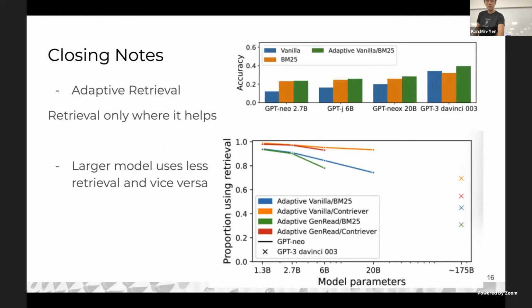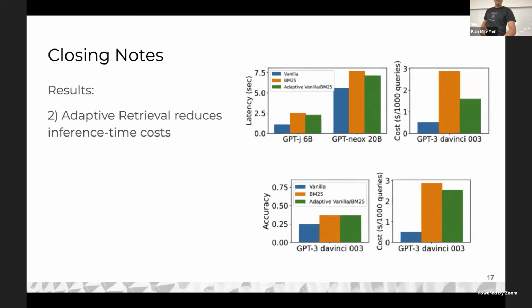So now, in summary, they propose something called adaptive retrieval. In essence, it is retrieval only where it helps. So smaller models can afford to retrieve more to compensate for their smaller parameters. And secondly, adaptive retrieval also reduces inference time costs. Because if you know that you do not have to retrieve something and you can just pull it from your parameters, then you can do that, and it actually reduces the overall processing time. So that's all for this paper. Let's move on to the next benefit.